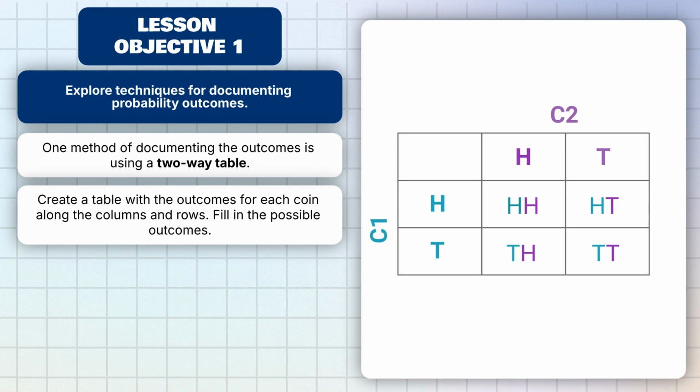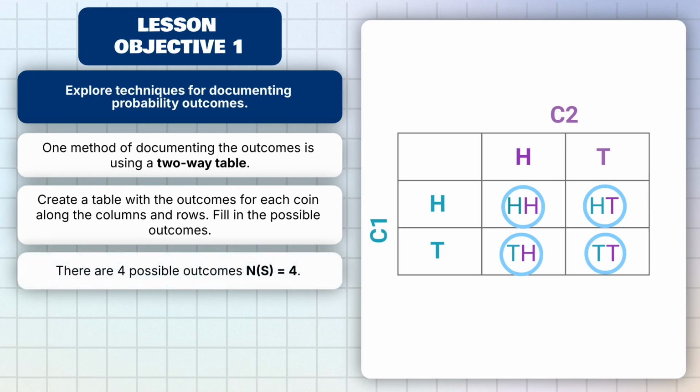From this table, we can see that HH represents both coins landing heads. HT represents the first coin landing heads and the second coin landing tails. TH represents the first coin landing tails and the second coin landing heads. TT represents both coins landing tails. Now let's analyze the table.